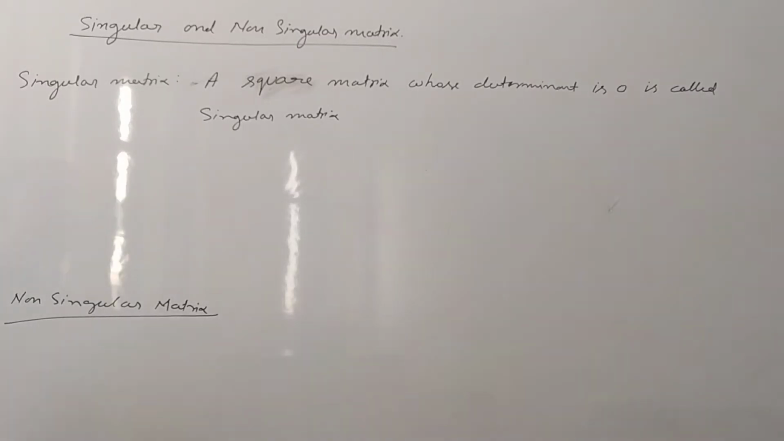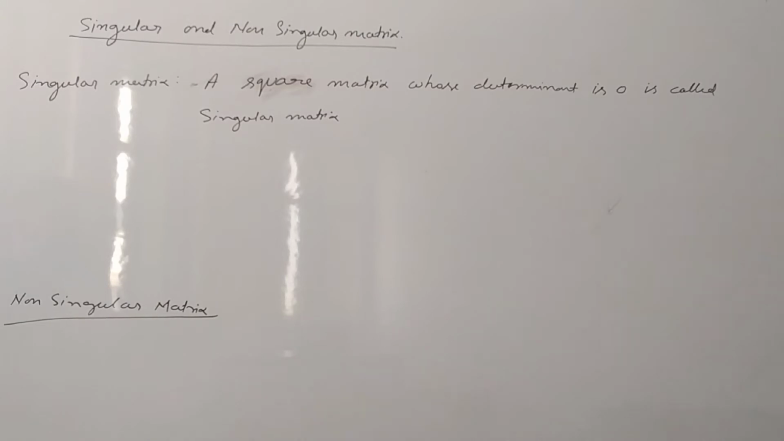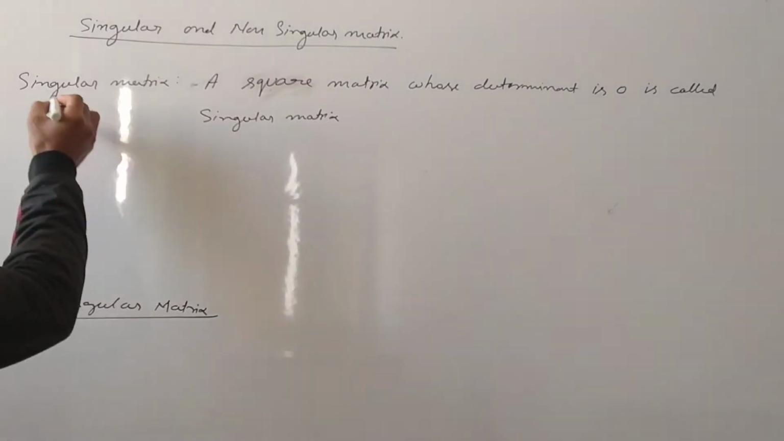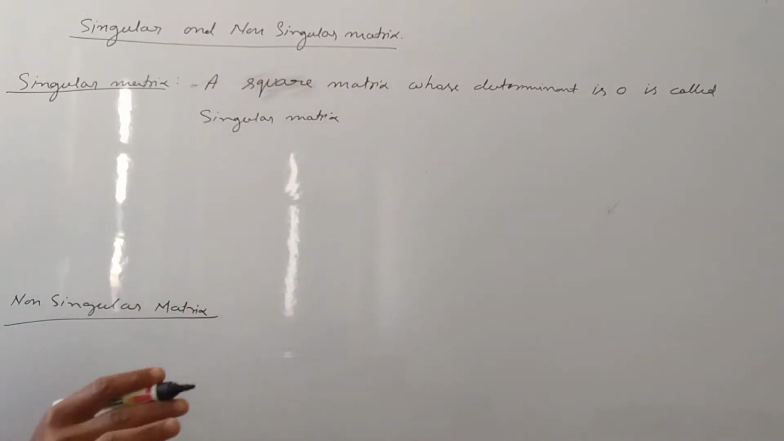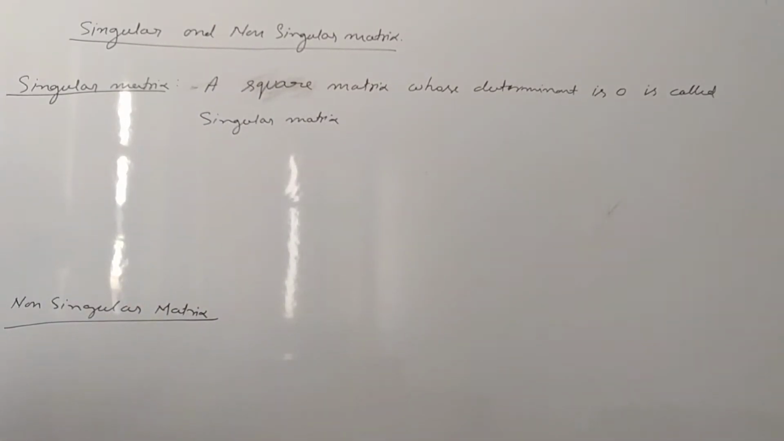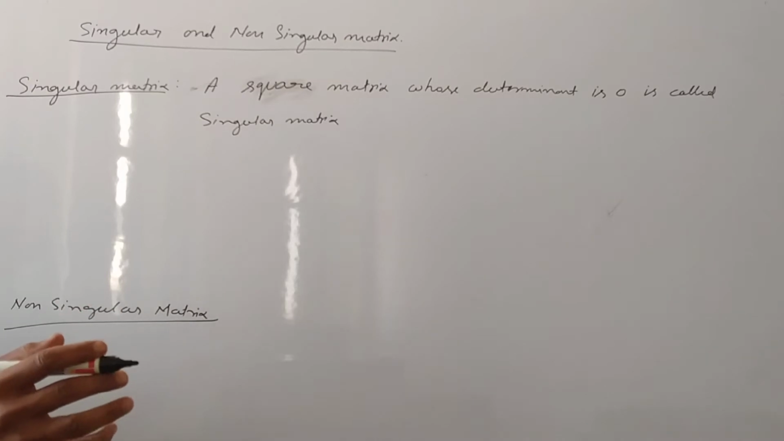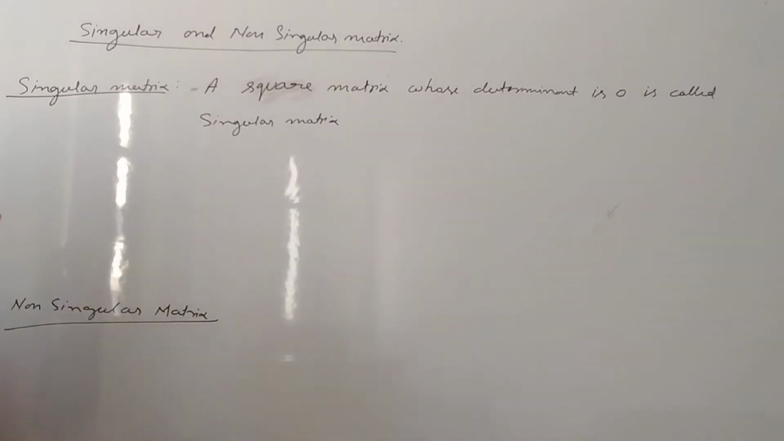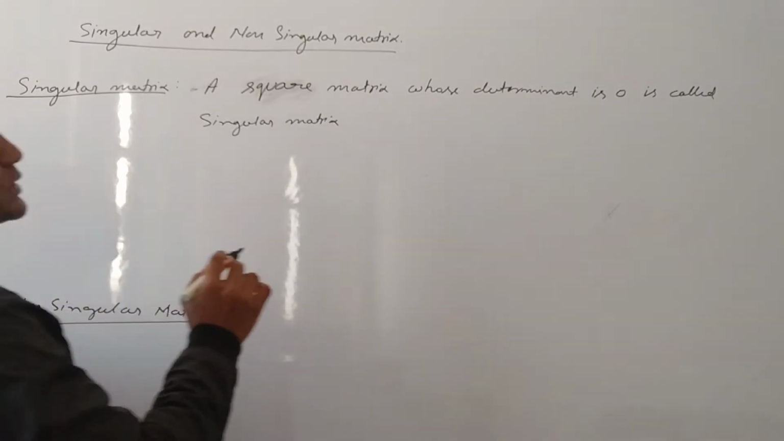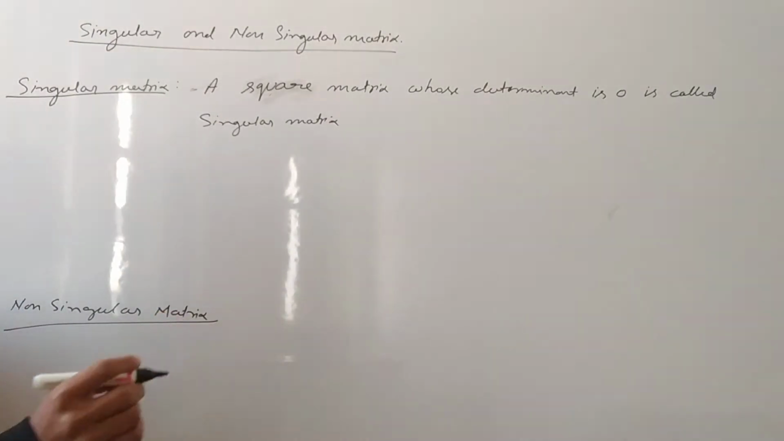This is the lecture related to the singular and non-singular matrix. Basically, these types of matrices are useful for finding the inverse of a matrix. First is the singular matrix. A singular matrix is a square matrix. Both these conditions are used only for square matrices. A square matrix whose determinant is 0 is called a singular matrix.